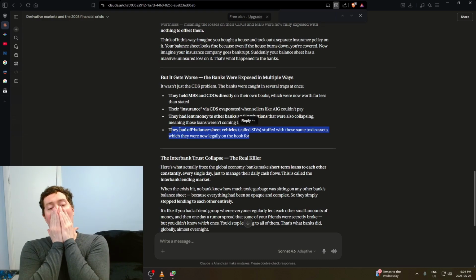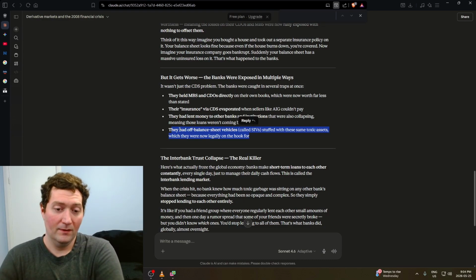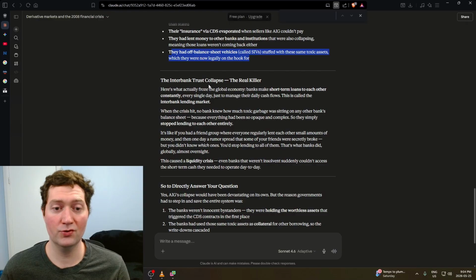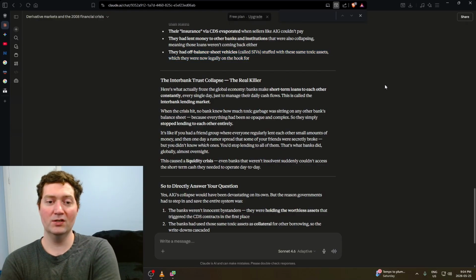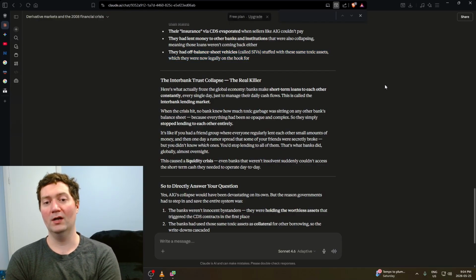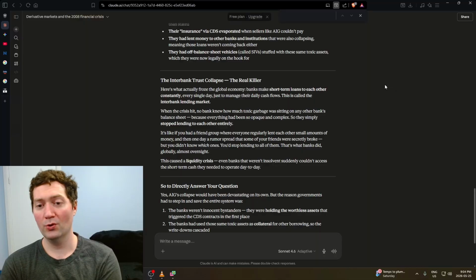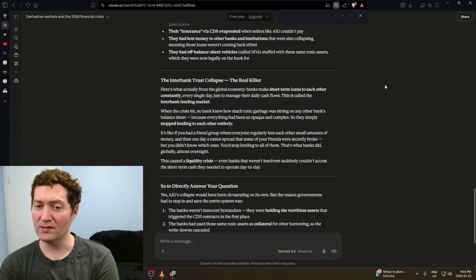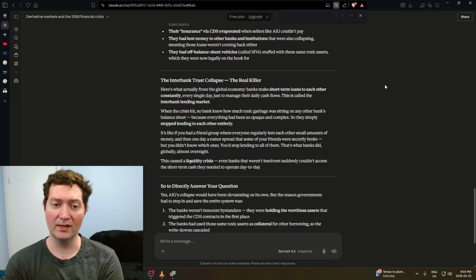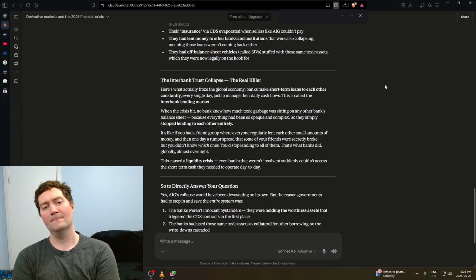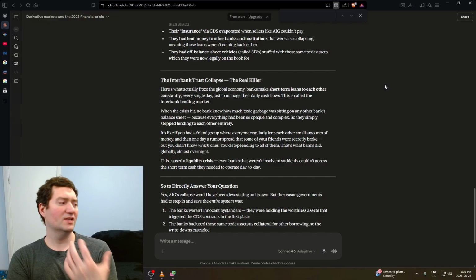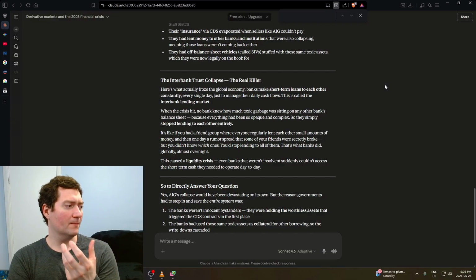Oh, okay. The interbank trust collapse, the real killer. Here's what actually froze the global economy. Banks make short-term loans to each other constantly, every single day, just to manage their daily cash flow. This is called the interbank lending market. They're always lending and borrowing money from each other.